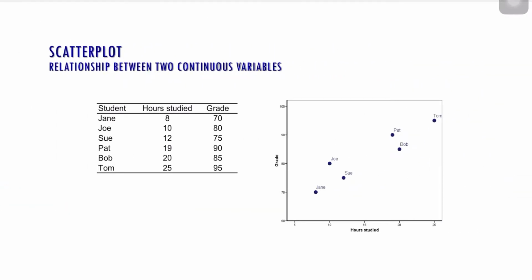Or we can show it in the scatter plot. A scatter plot is shown by spots. For example, here it is the study hours, and we have a grade, for example, the mark the student got. It is the y-axis, and also we have the study hours on the x-axis. As you see here, we can make a spot for every piece of information. For example, Jane is between 8 and 70.